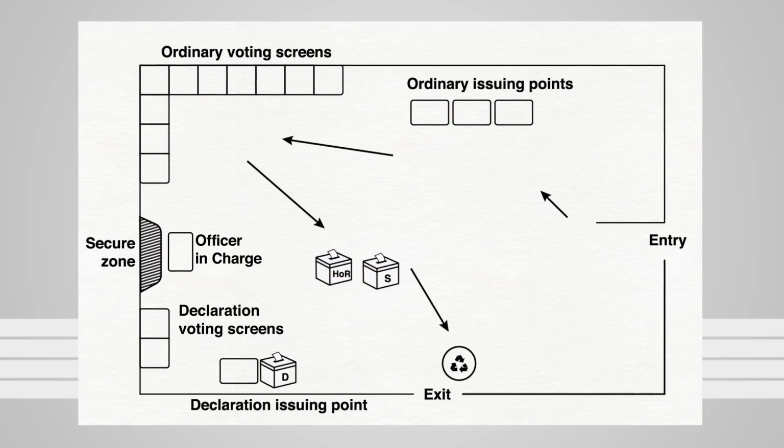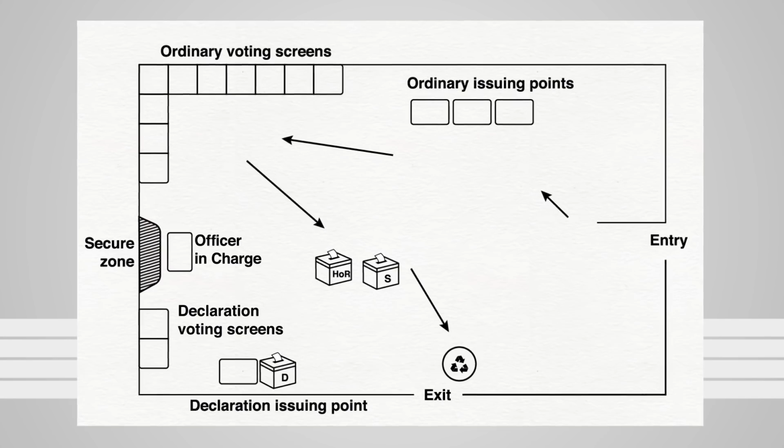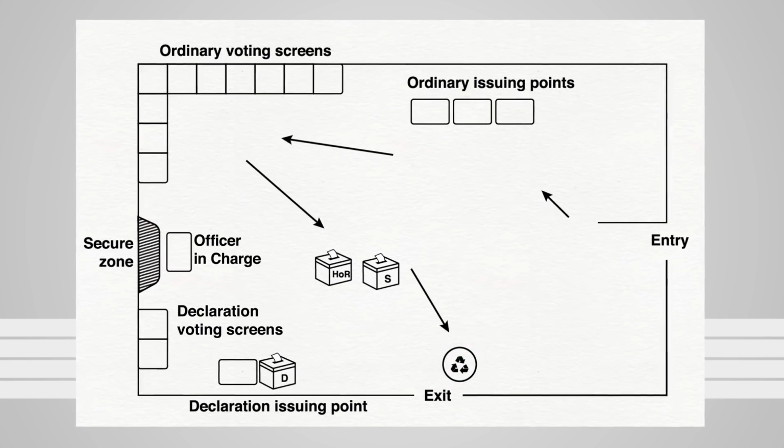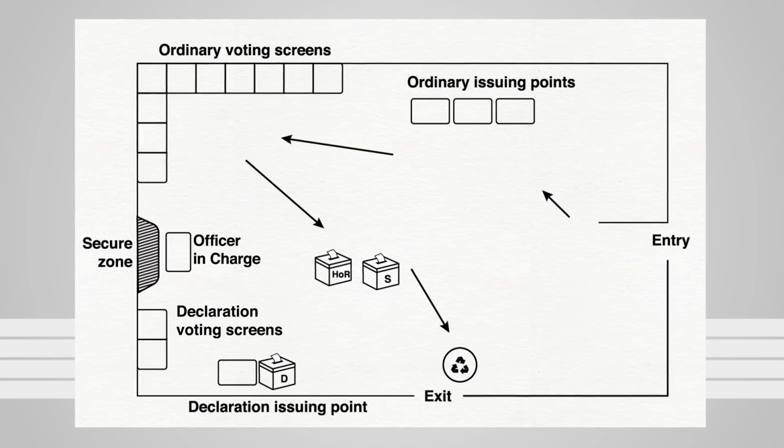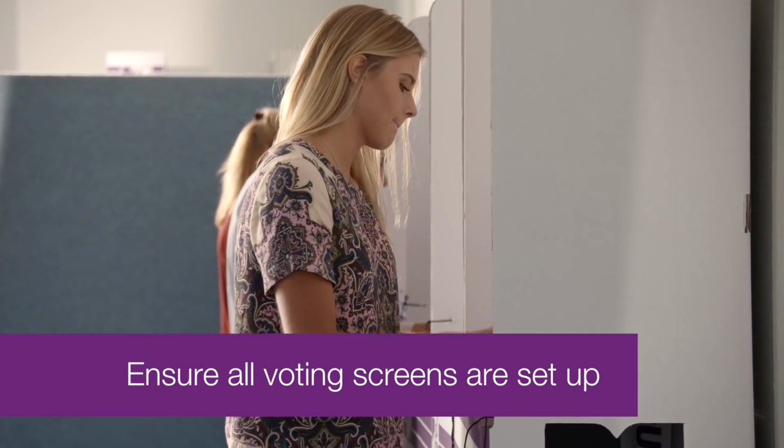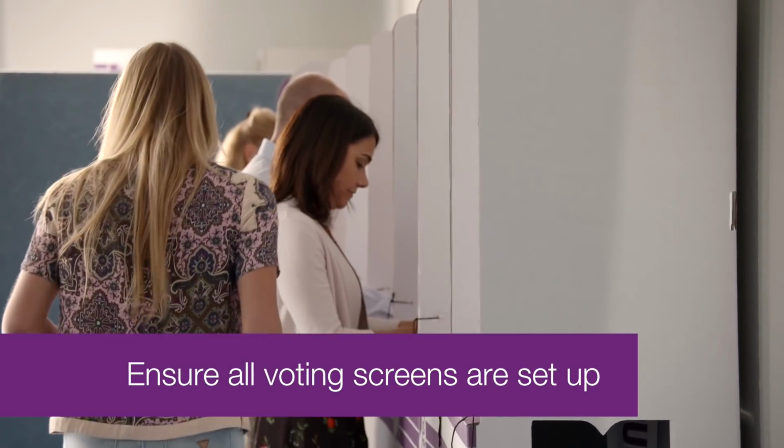Place the ballot boxes between the voting screens and the exit and make sure recycling bins are at the exit, past the ballot boxes. Also make sure that all available voting screens are set up.